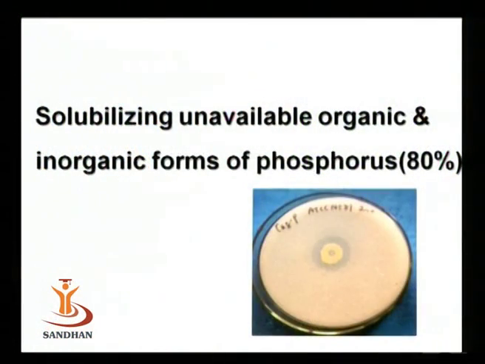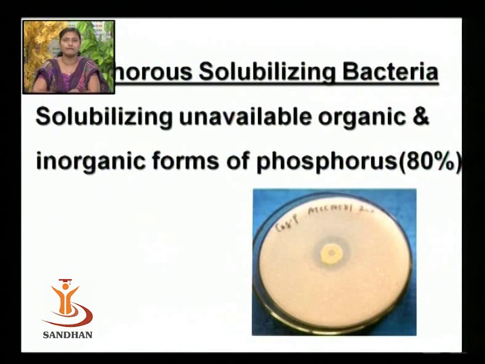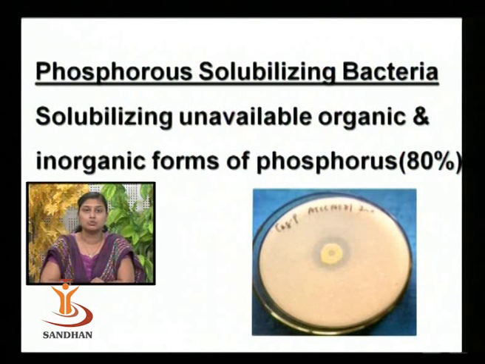Now the Rhizobium and Azotobacter are bacteria; the next type of bacteria is known as phosphate solubilizing bacteria. They solubilize unavailable organic or inorganic forms of phosphorus, that may be up to 80%. So they are known as PSB, phosphorus solubilizing bacteria, that may be Bacillus, Pseudomonas, or Acetobacter. They can be isolated from the soil also, and they can be applied as a biofertilizer.